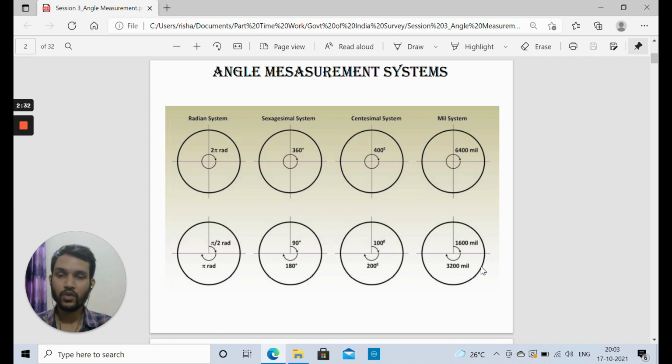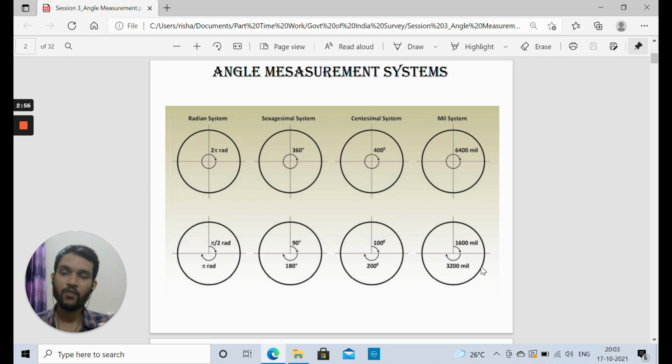So now firstly I will give you an idea about the various systems that prevail in which the angles are reported. Basically in India all the calculations that are done are either in the Radian system or the Sexagesimal system. But I will introduce you to all the four systems that generally prevail in which angle measurement is done. First one is the Radian system.